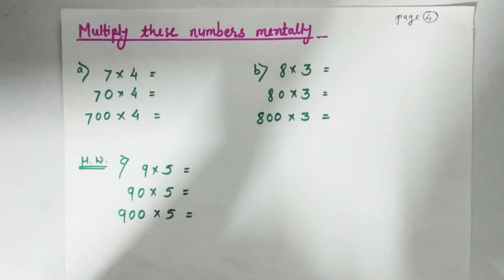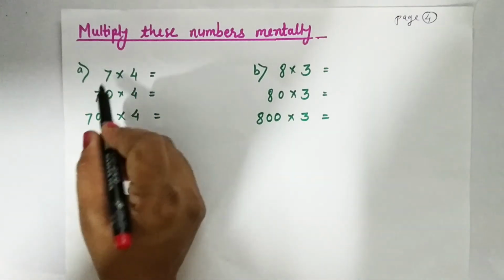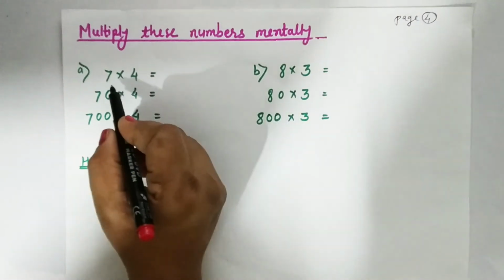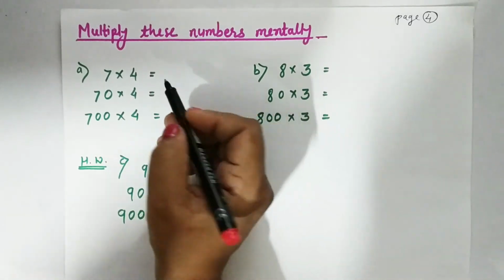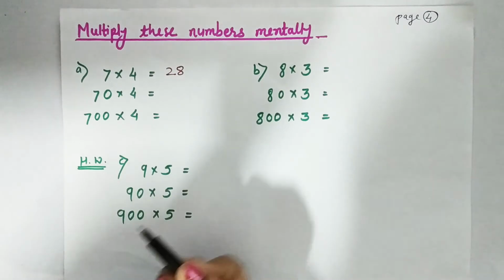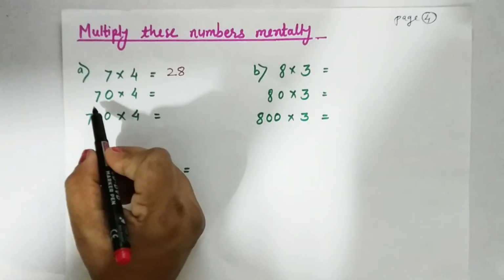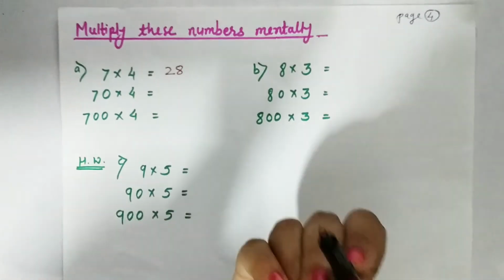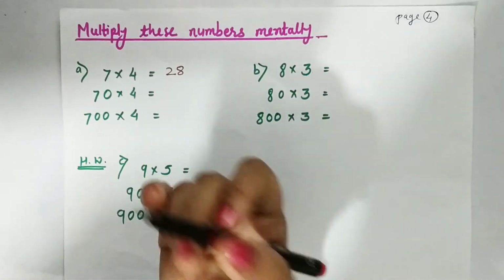Now multiply these numbers mentally. Very easy, children. So let's start with the first one. This is your first question. Okay. So 7 into 4. 7 4s are 28. Okay, this way you can write. Now here you have 70 into 4. So how will you do this? You have to do it mentally.